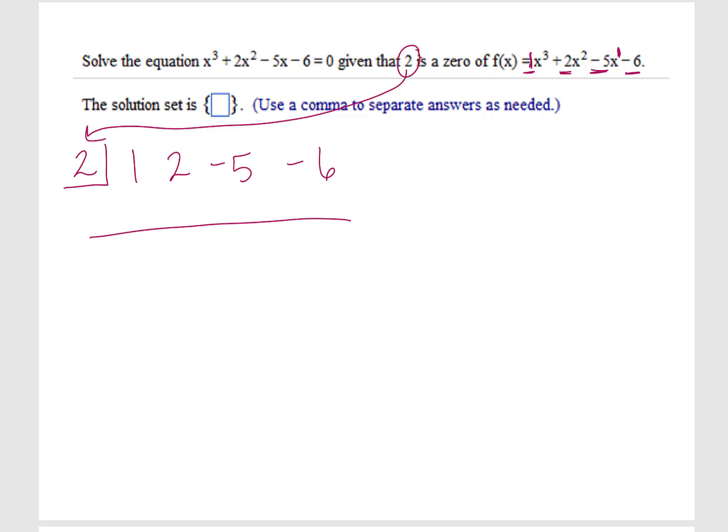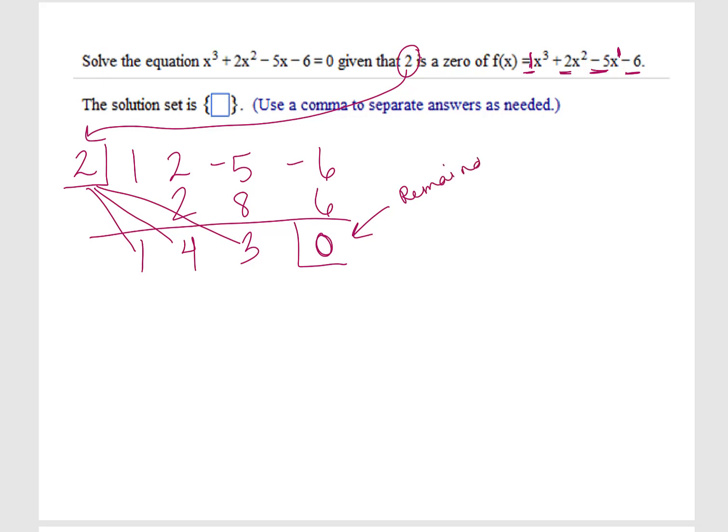So drop this first number, multiply, add, multiply, add, multiply, add. The remainder has to be a 0 if this is truly a solution. Remainder must be 0.